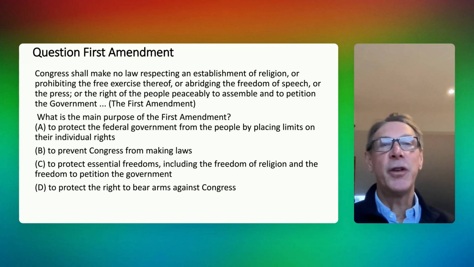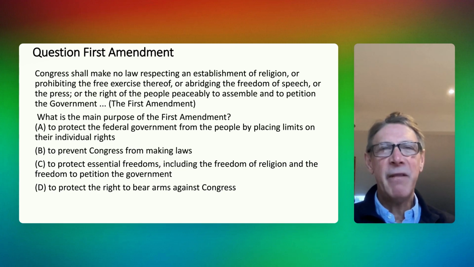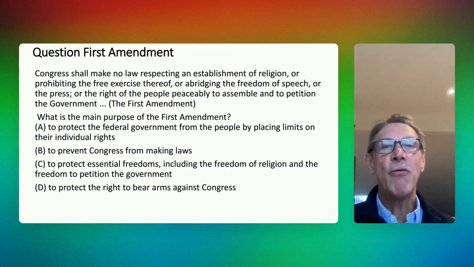Now, we got another question. When we went through the Bill of Rights, which was those first 10 amendments, I said these are really worth getting familiar with. And here we've got a question on the First Amendment. You've actually got it written there. Congress shall make no law respecting an establishment of religion or prohibiting the free exercise thereof, or abridging the freedom of speech or the press, or the right of the people peaceably to assemble and to petition the government. That's the First Amendment. A very old-fashioned language.